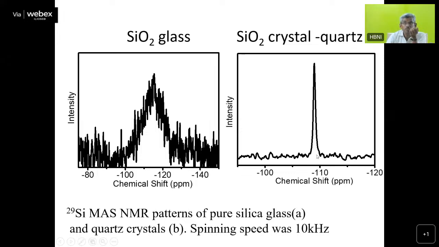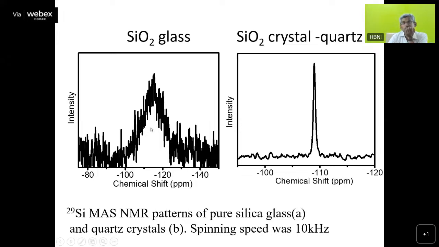But in one case, you see the line width is of the order of 3-4 ppm only. The ppm scale is here, from -100 to -1, with respect to tetramethylsilane, the reference compound, which you can put a drop of in the powder and record the spectrum. Here, for SiO2 glass, you see how difficult it is to get a good quality spectrum. There is a lot of noise, but you are getting a pattern. This is also quite broad.